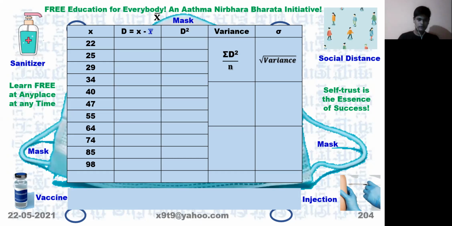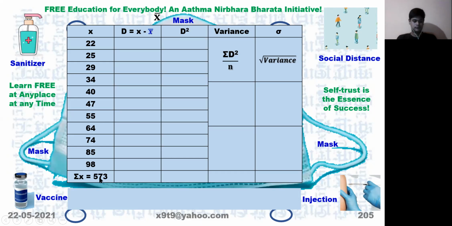$573. Now you count how many numbers there are. You divide 573 by that number, 11. Then write this average, x bar equal to, in the bottom here in the next column.